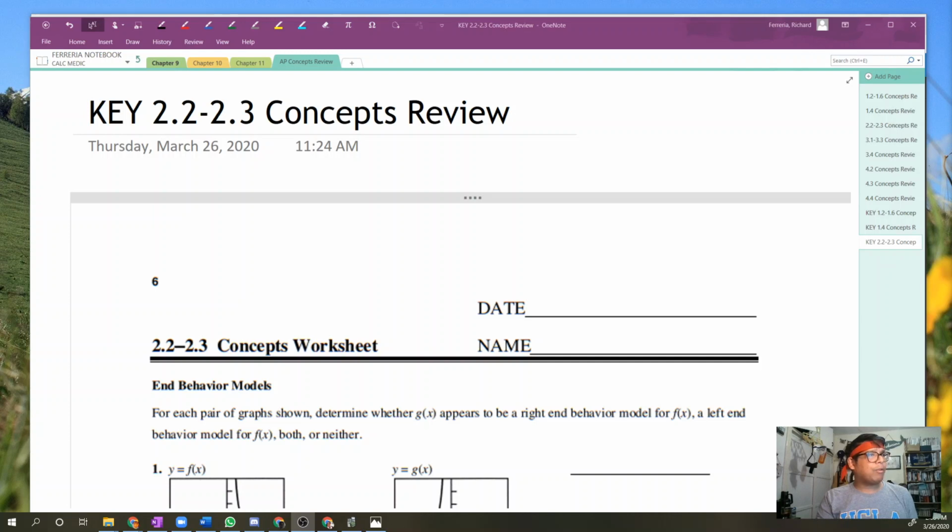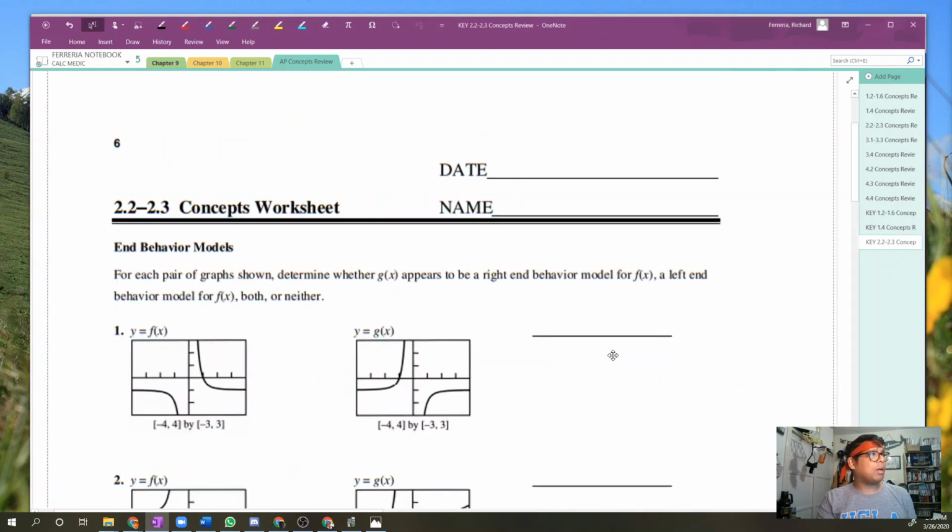For each pair of graphs shown, determine whether g of x appears to be the right end behavior model for f of x, a left end model for f of x, or neither or both. So g of x is the right end behavior of f of x if g is the left end behavior of f of x, or neither. So basically we're seeing if the left sides and the right sides kind of match up.